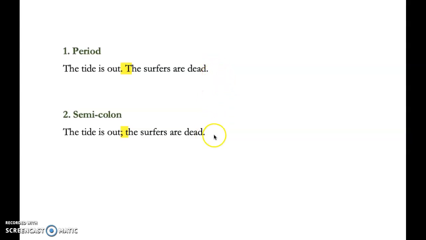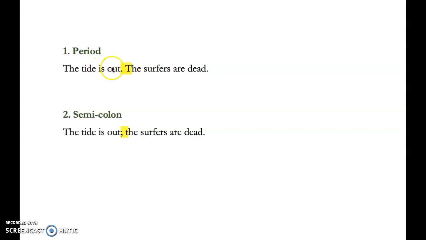So here are two examples. The tide is out, the surfers are dead, is something silly that my friends used to say to each other in high school. Since it doesn't mean anything, I thought it would be a good sentence to use to show you these different techniques.